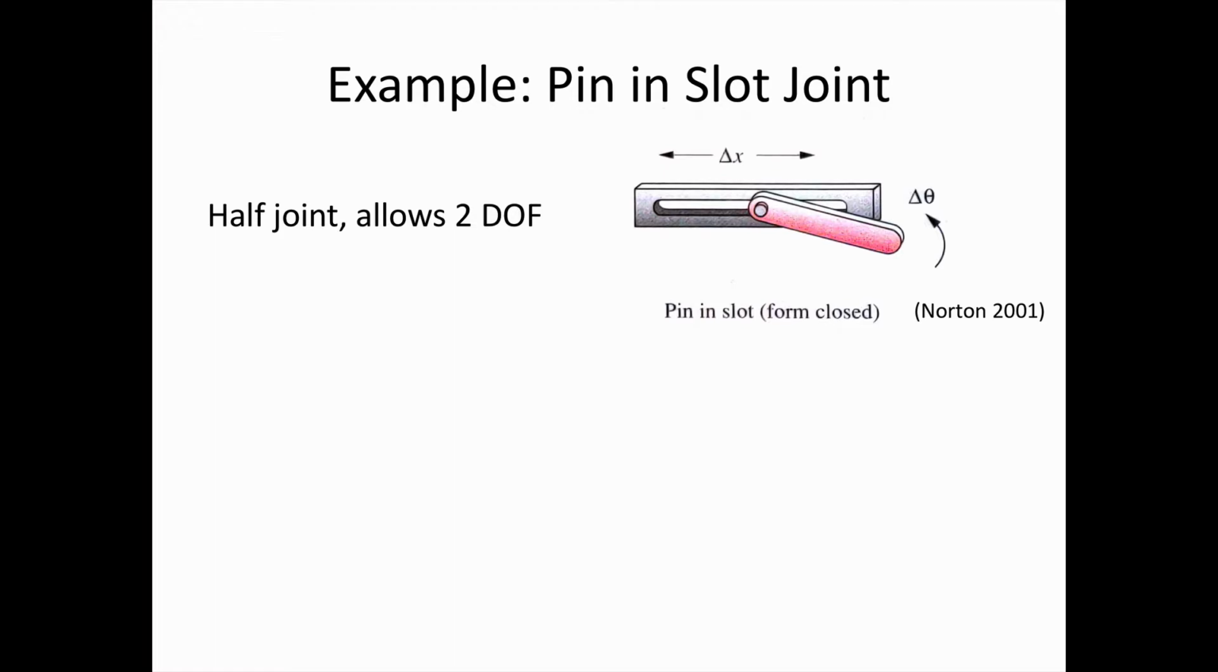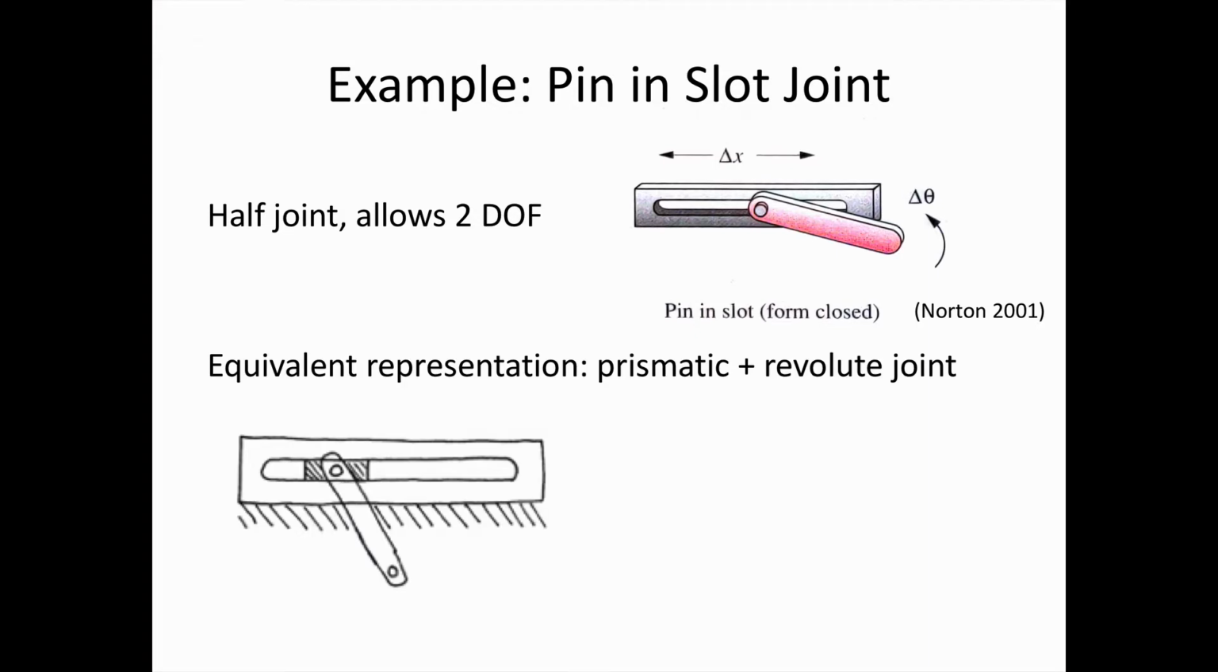Here's another example. This is a pin in slot joint. We've already defined previously that this is a half joint, that it allows 2 degrees of freedom. And we can use this as an example to test Kutzbach's equation. We can look at this joint in a somewhat different way.